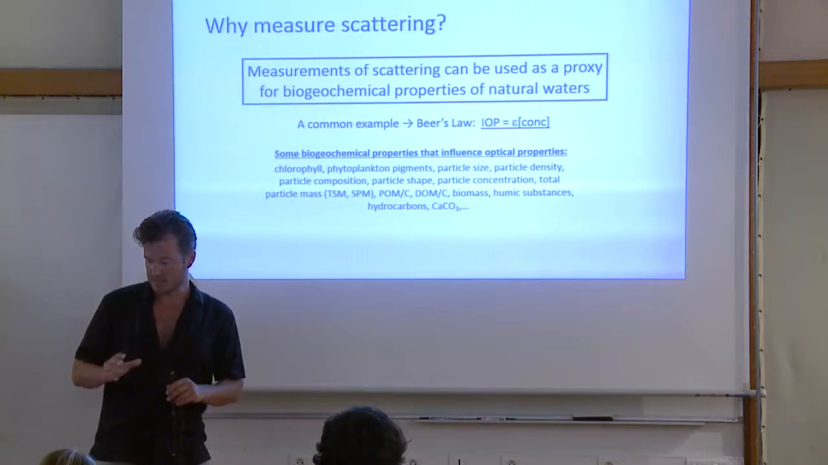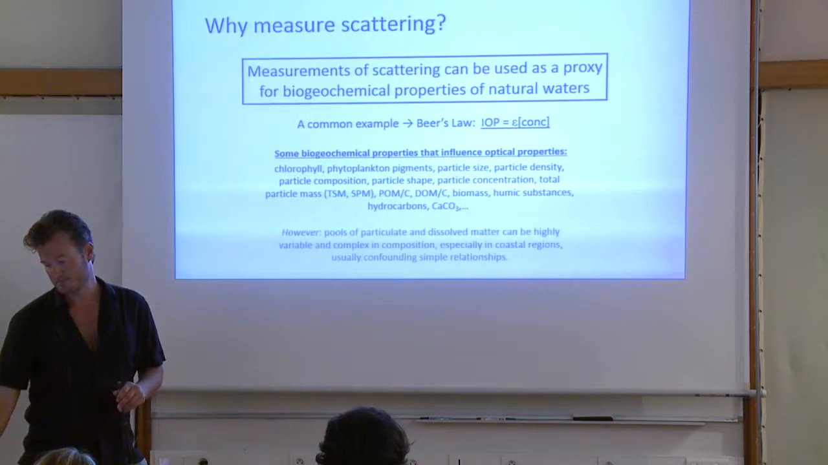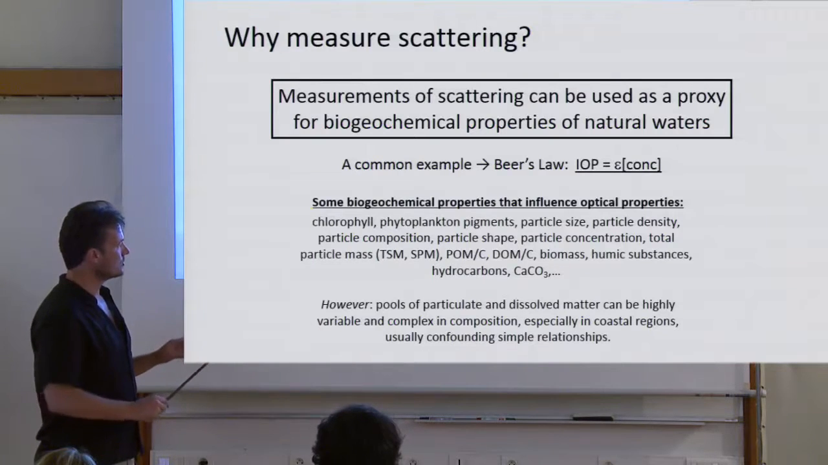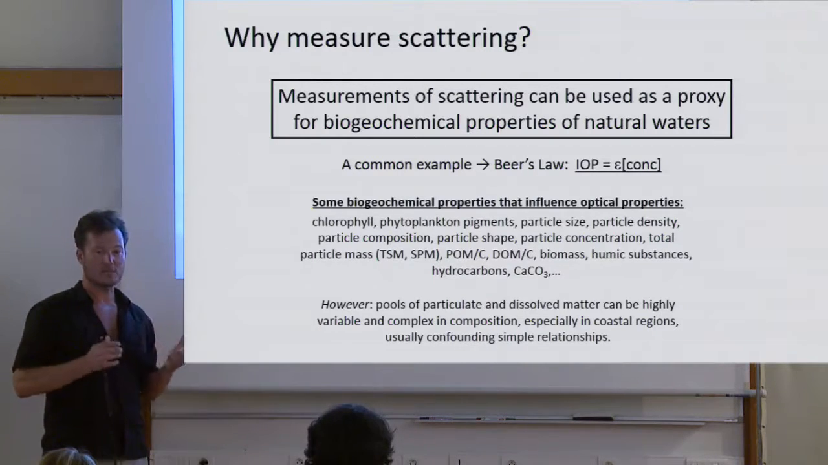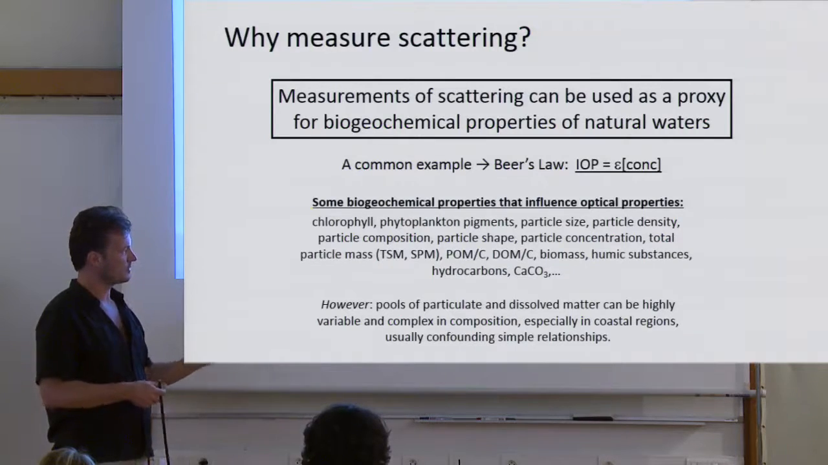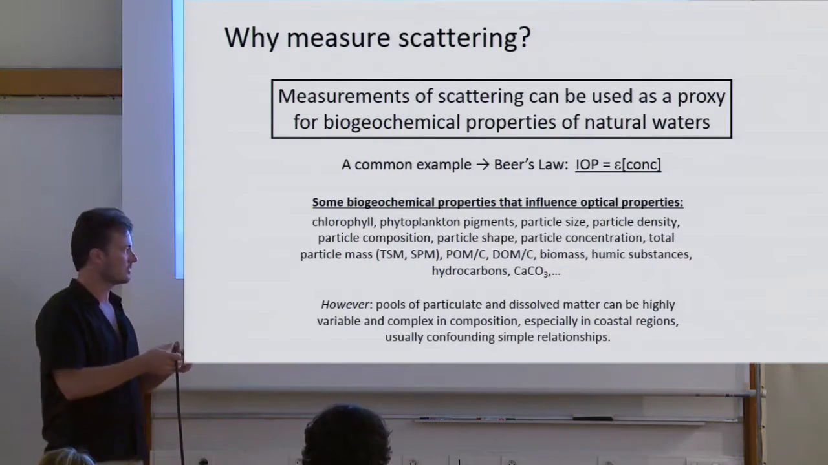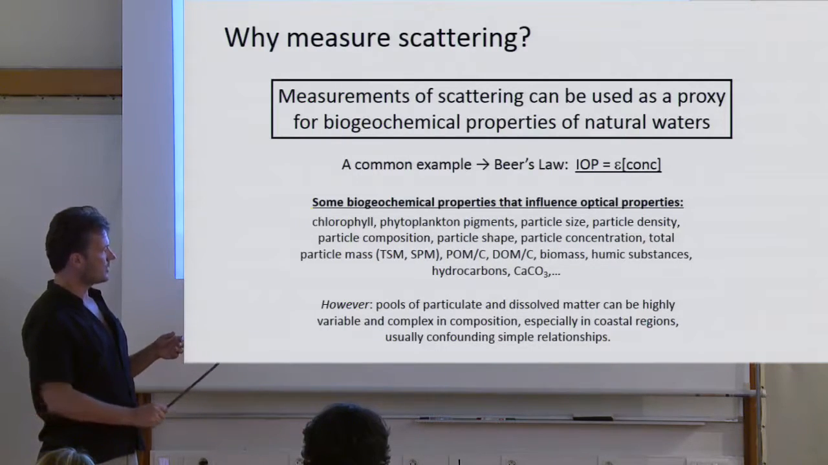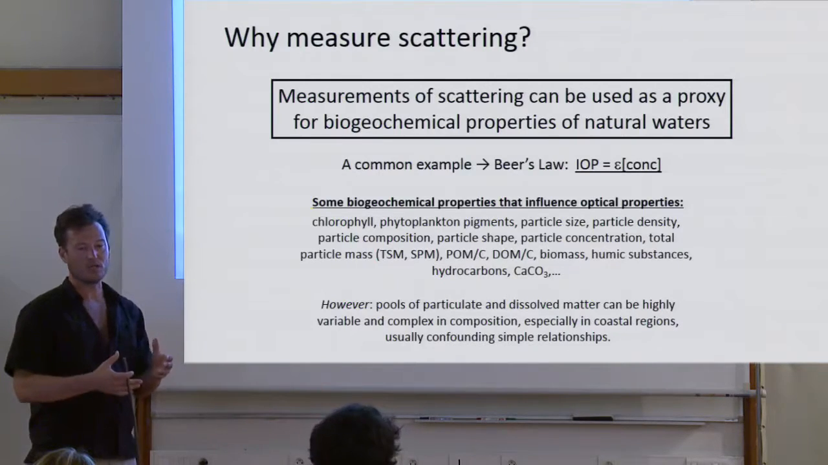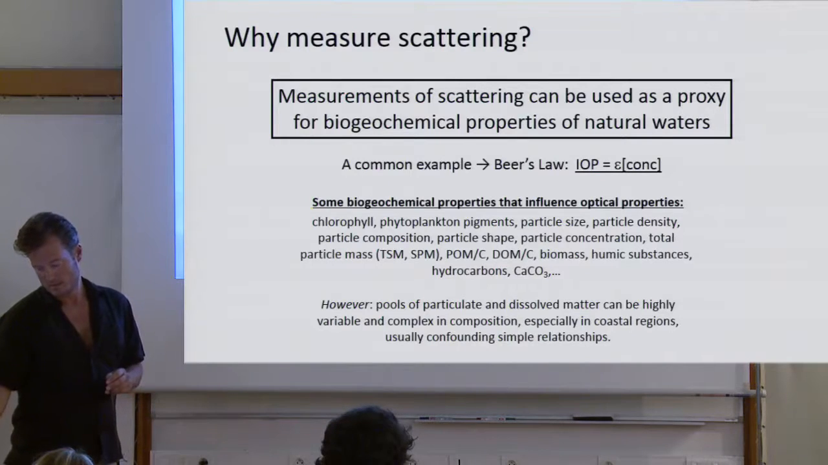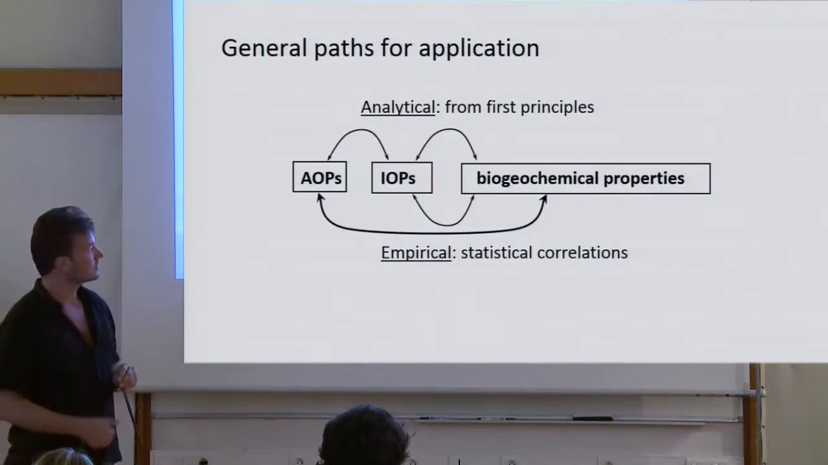And there have been lots and lots of papers written on it. The main caveat I want to mention is that pools of particulate and dissolved material can be highly variable. So you can get these relationships between optical properties and, say, total particle concentration or total suspended mass. But since they're complex and variable in composition, you're going to see these simple relationships not hold everywhere. You can't come up with a universal relationship. It's important to realize.